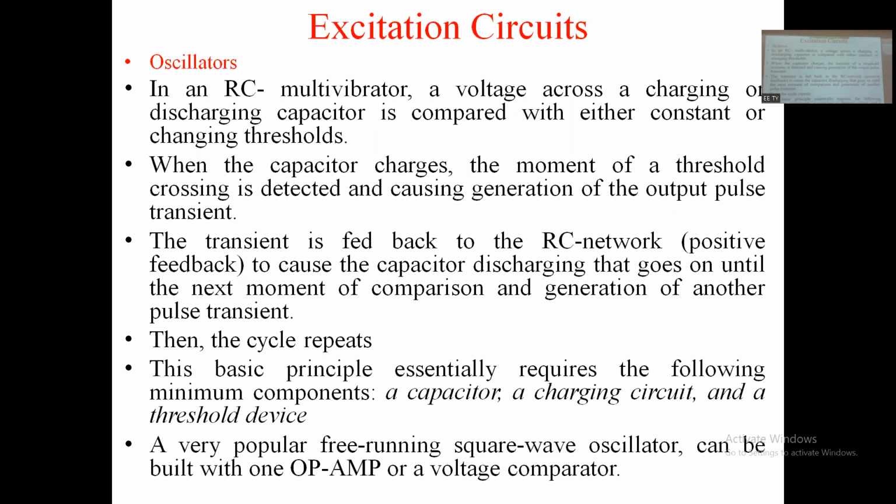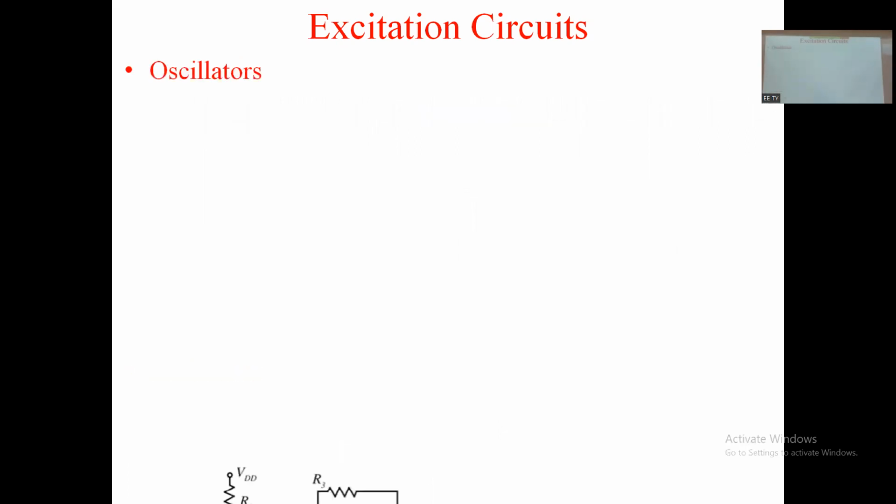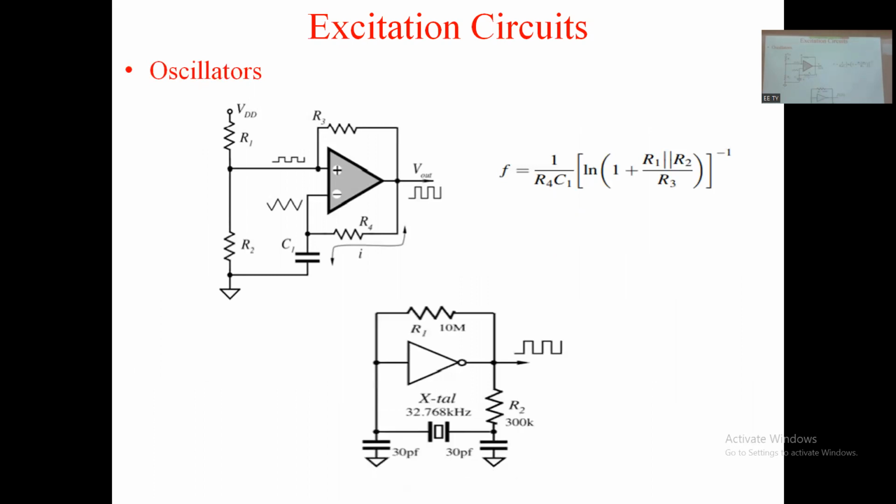Then the cycle repeats. This basic principle essentially requires the following minimum components. First one is the capacitor. Second is the charging circuit and threshold device. So a very popular free running square wave oscillator can be built by using an op amp as a voltage comparator. So this is the oscillator designed by using an op amp.